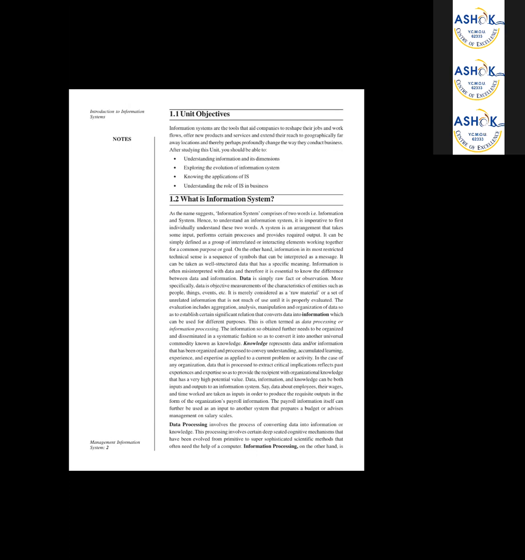Data, information, and knowledge can be both inputs and outputs to an information system. For example, data about employees, their wages and time worked are taken as inputs in order to produce the required outputs in the form of the organization's payroll information. The payroll information itself can further be used as an input to another system that prepares a budget or advises management on salary scales.